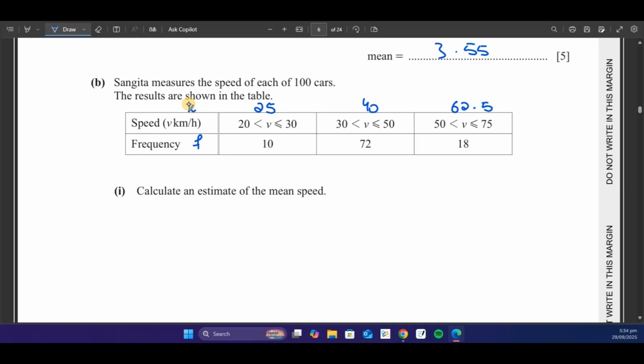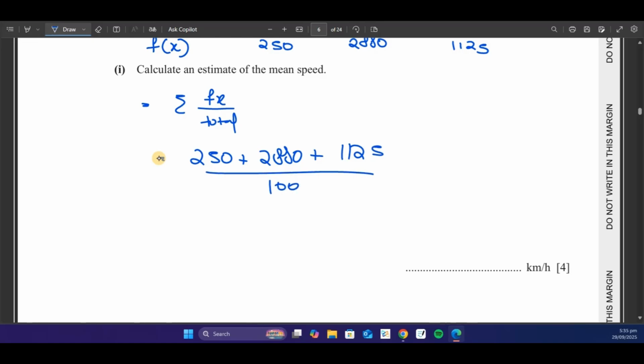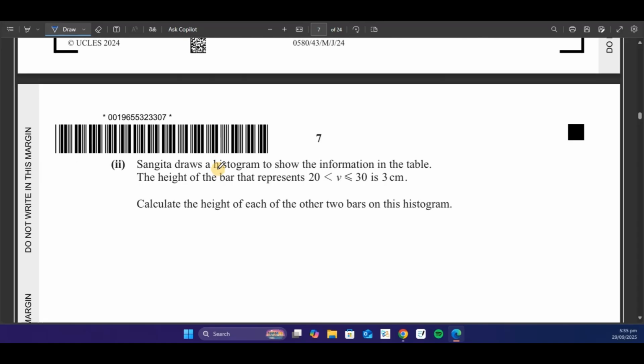All right, perfect. And this is our frequency. Now we have to figure out fx, okay? fx would be 25 into 10, which is 250; 40 into 72 would be 2880; and 62.5 into 18 would simply be 1125. So these are our fx. Calculate an estimate of the mean speed. The formula for mean is summation fx over the sum of the frequencies. That's the formula for mean in grouped data. So that would give us 250 plus 2880 plus 1125, which gives 142.55. Alright, perfect.